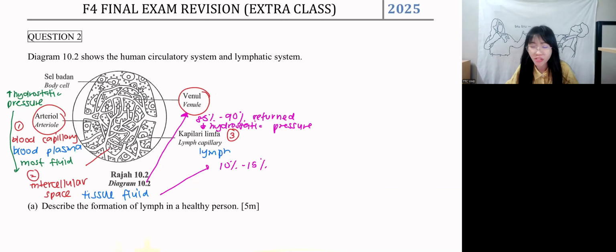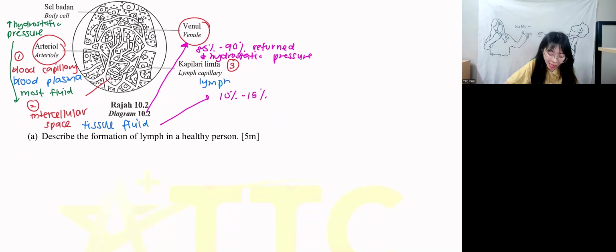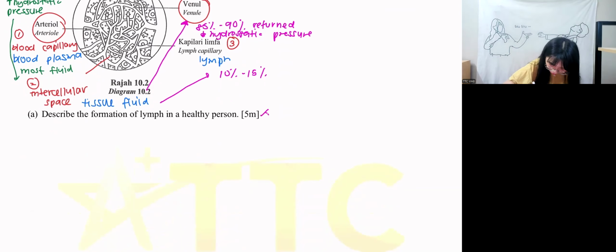Venous means smaller version of vein. Arterial means smaller version of artery. Okay, so venous means smaller version of vein. This is a very common asked question in the exam, guys. Very, very common asked question. Whenever they ask about lymph, they will ask about this. Sometimes it's 3 marks, 4 marks, 5 marks. So to explain, your answer is always the same one, guys.